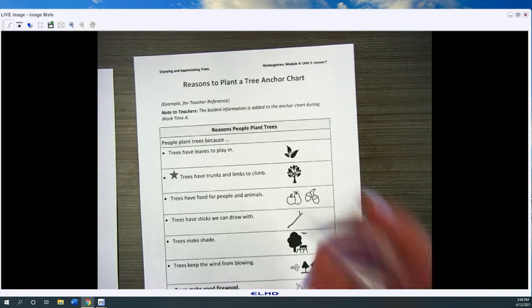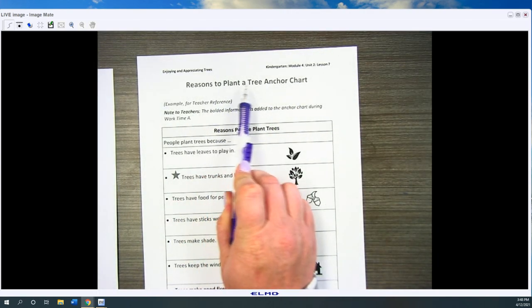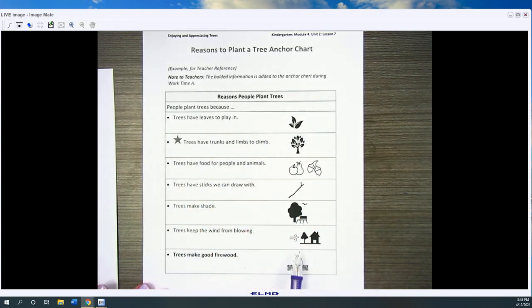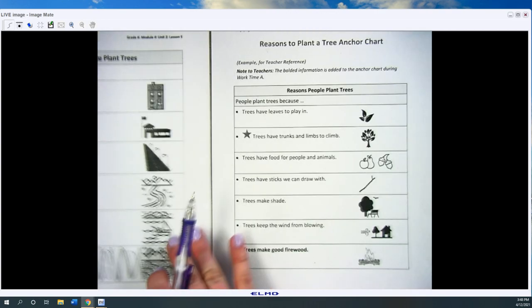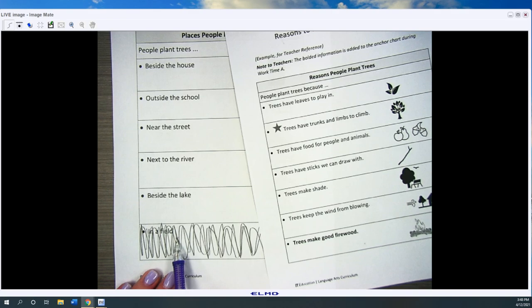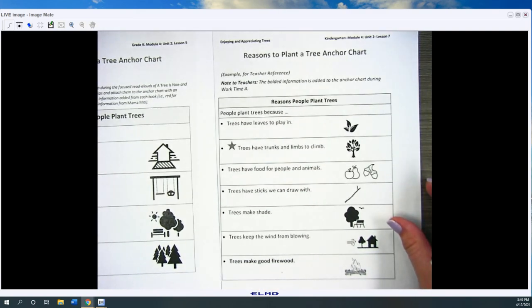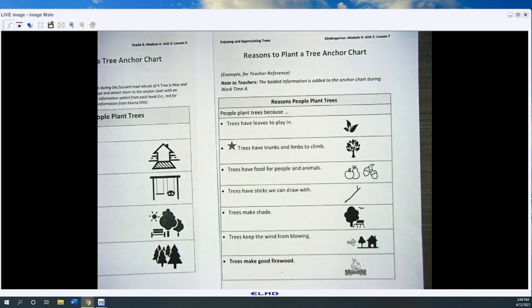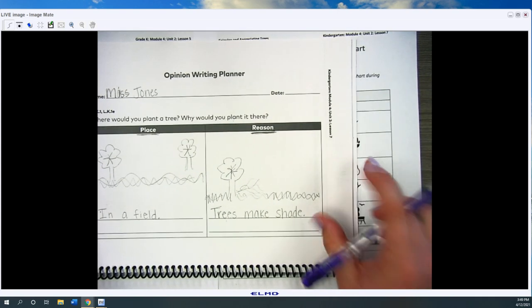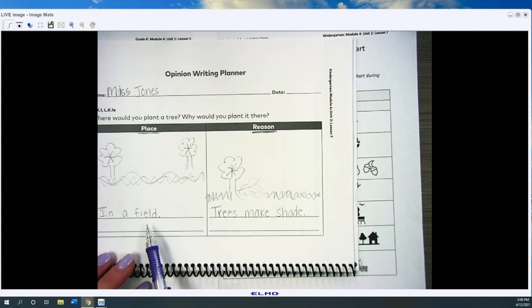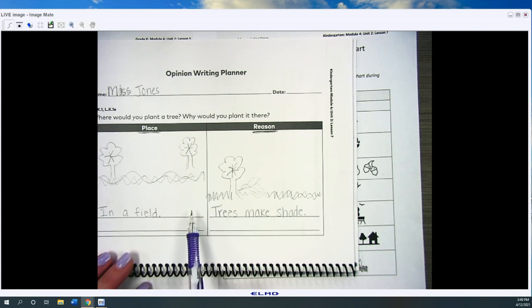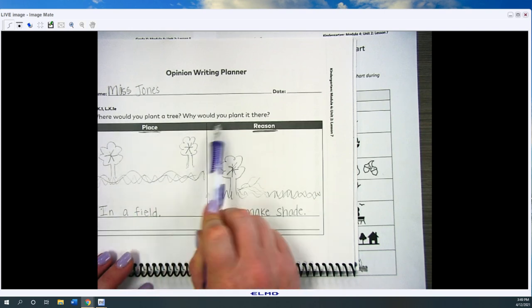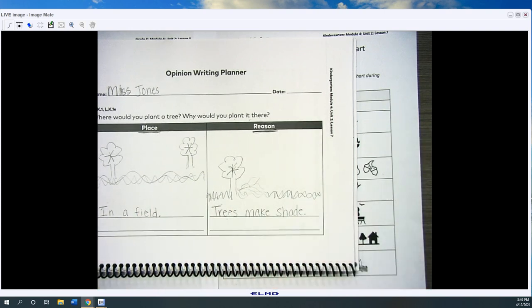And then your reasoning will be from the reasons to plant a tree anchor chart, and you can use any of the reasonings, even if you want to use trees make shade, but you cannot use in a field, okay? All right, again, I will post these charts on the Learn Zillion slides. When you're done, I want you to record yourself on Seesaw with a picture, telling me where you would plant your tree and why you would plant it there. And then that is all for EL today.